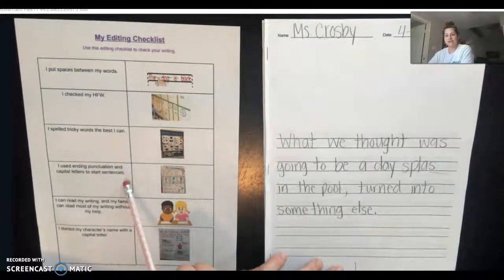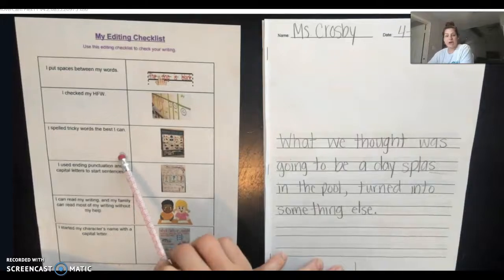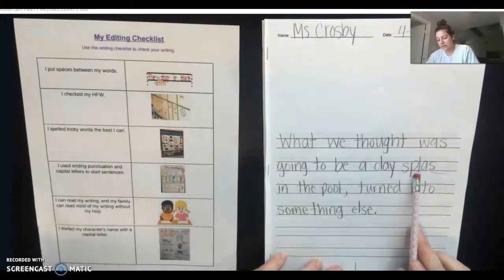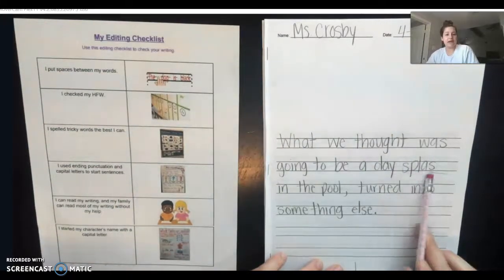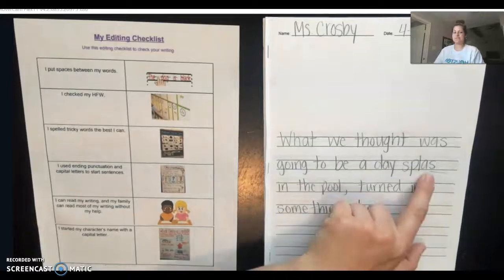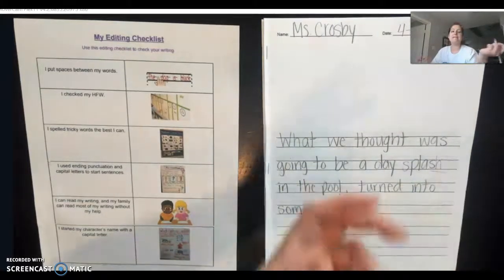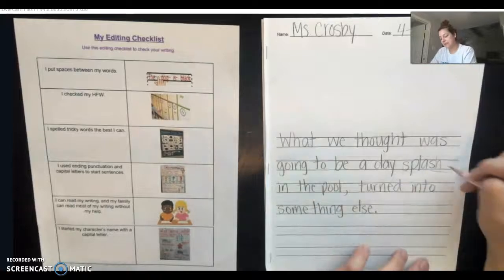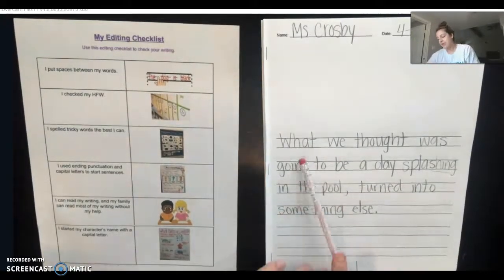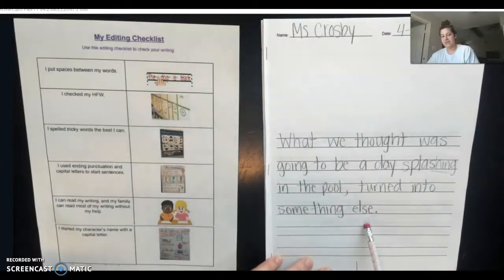So I didn't stretch out. Where's that at? Stretch out that word. I have spool as splash. I know splash, the base word, has a digraph, sh. Then I forgot my suffix, ing, splash, ing. Okay, now we got it. Let's go back. What I thought was going to be a day splashing in the pool turned into something else. That's my hook. My first page, I started with my hook.